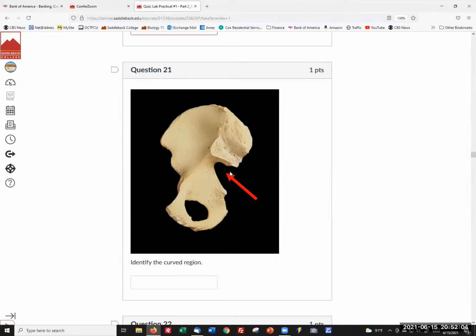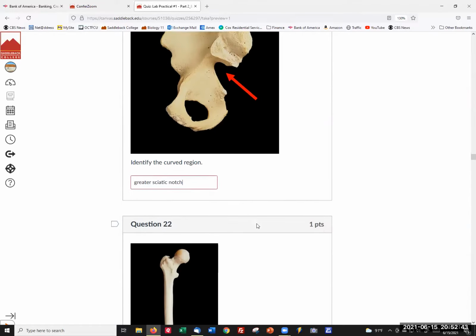What's this great big indentation on the posterior side? Greater sciatic notch. Yes. If you put just sciatic notch, you would get marked wrong, but not for us because you're only going to get the correct answer. I'm not going to put sciatic notch as first choice, greater sciatic notch as second choice, lesser sciatic notch as third choice. That's purposely trying to fool you. I'm not going to do that.